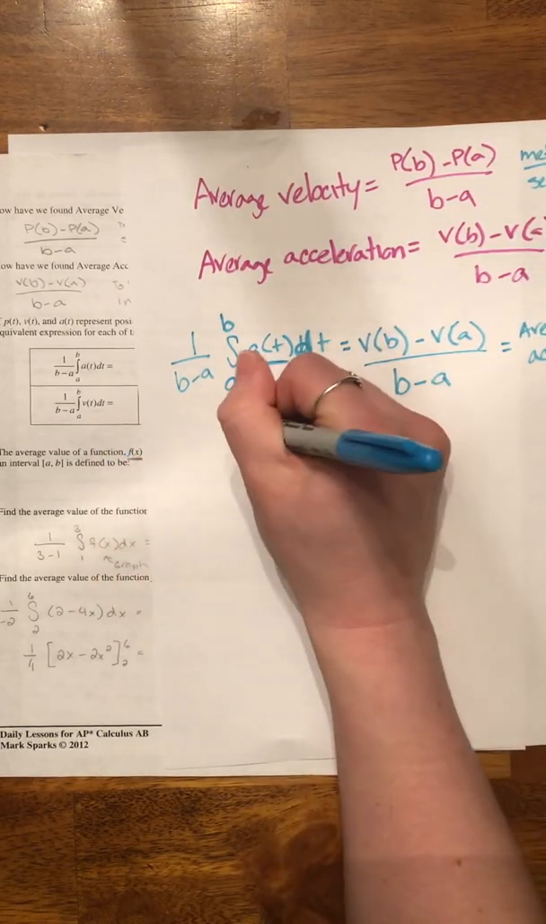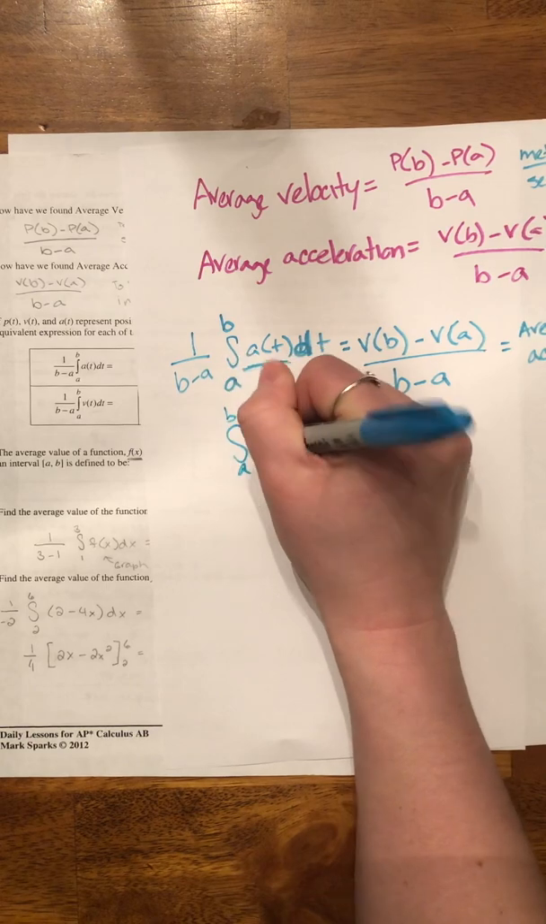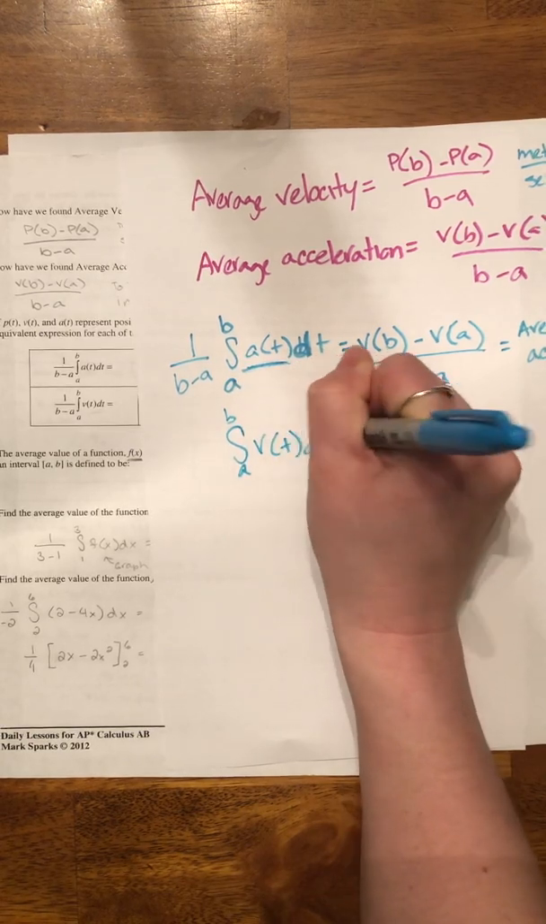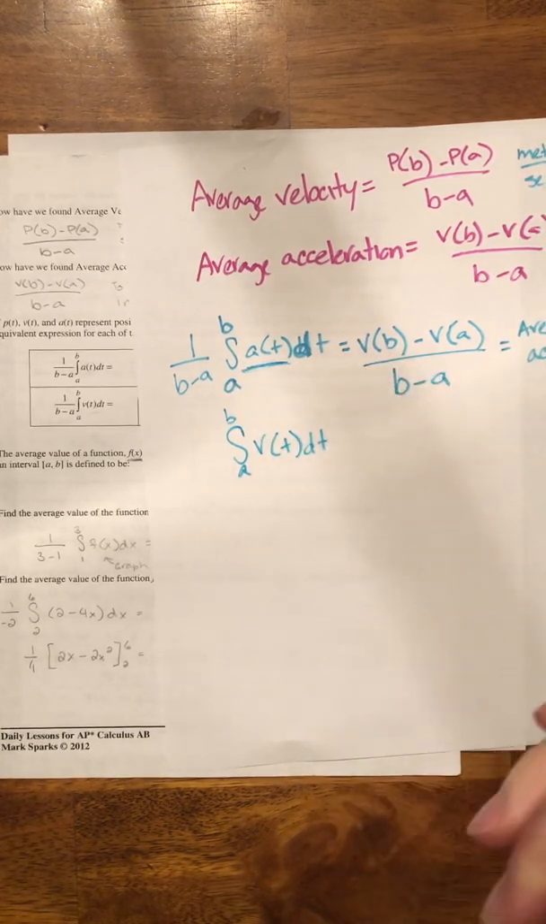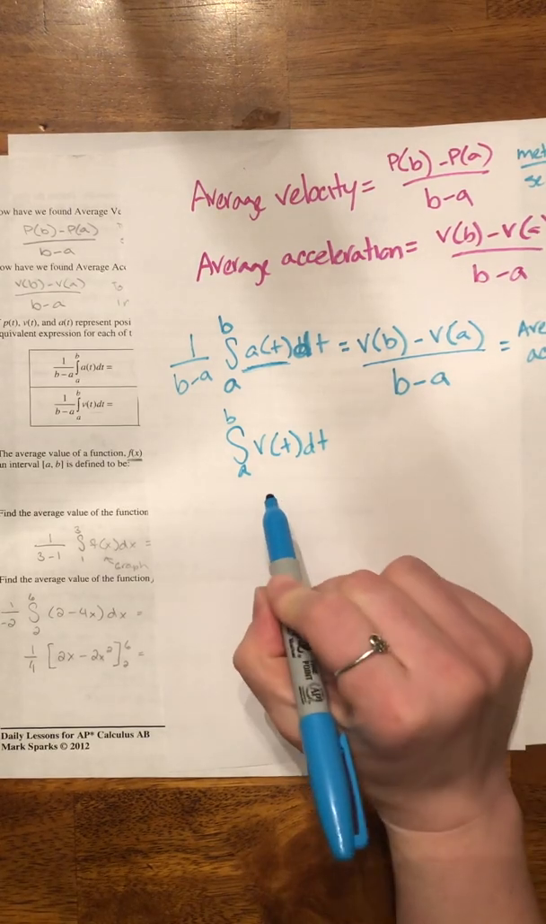The v of t. So we went from a to b of v of t. Also, I'm really sorry. I can tell that I'm tired because it took me a second to say that before.